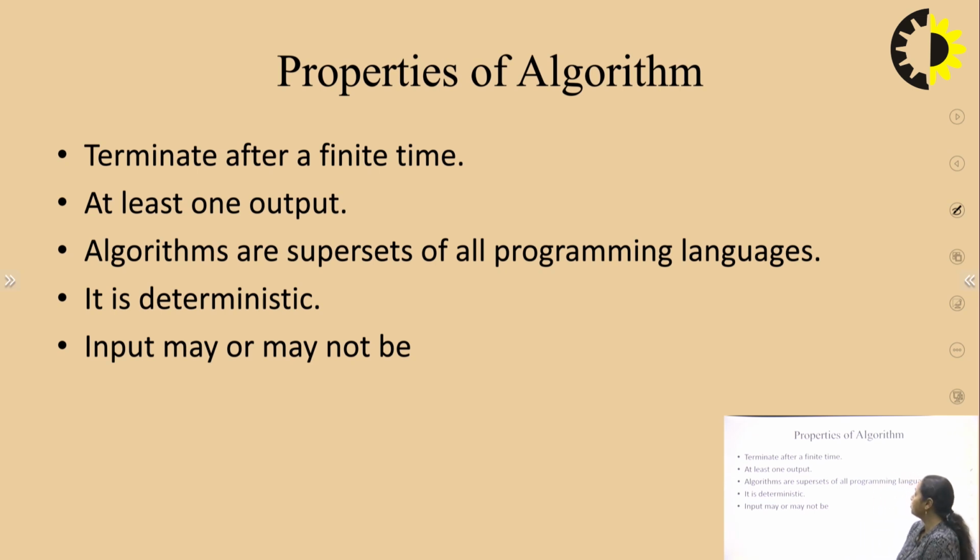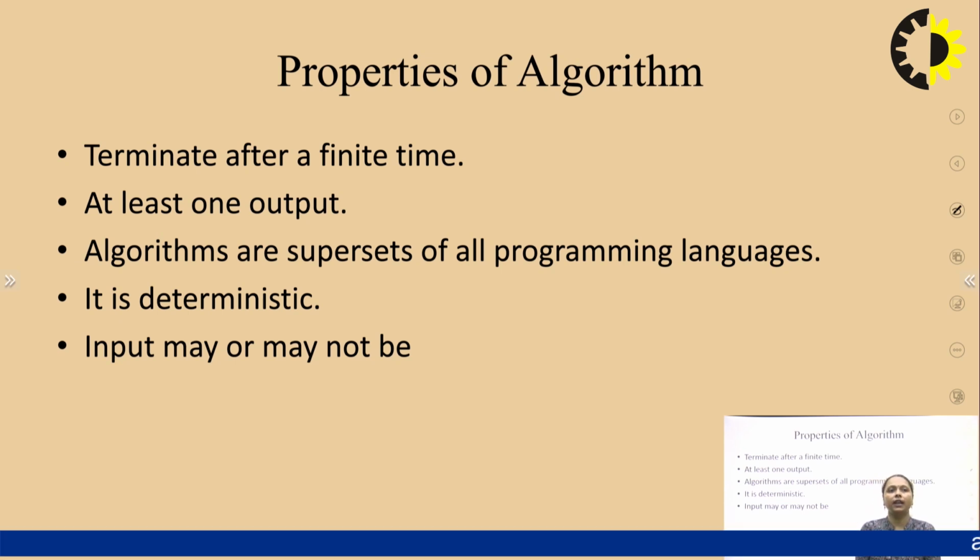Next, algorithms are supersets of all programming languages, meaning an algorithm is a general solution. It does not have any programming syntax within it. It is a general solution written in any language understandable by the user. Next, it is deterministic. And last but not least, input may or may not be there. It may accept some input, or it may have some default values on the basis of which it generates some output. So whenever you are designing an algorithm, it must have these properties.